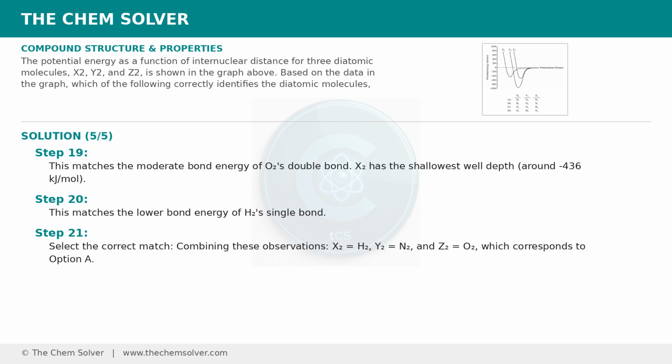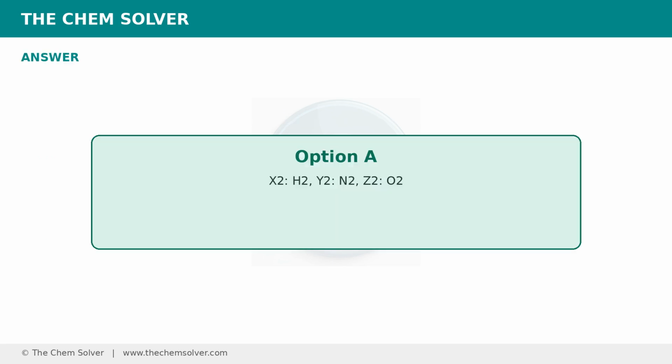X2 has the shallowest well depth, around -436 kilojoules per mole. This matches the lower bond energy of H2's single bond. Select the correct match, combining these observations. X2 equals H2, Y2 equals N2, and Z2 equals O2, which corresponds to option A. The correct answer is option A: X2, H2; Y2, N2; Z2, O2.